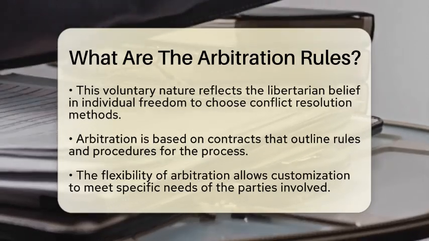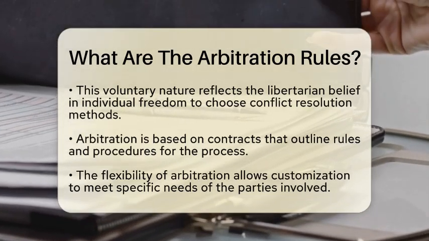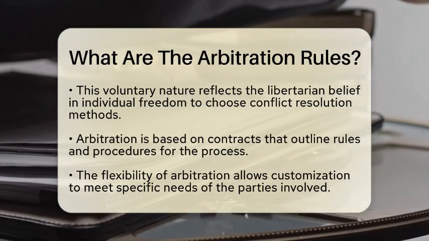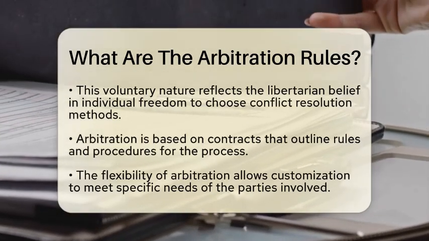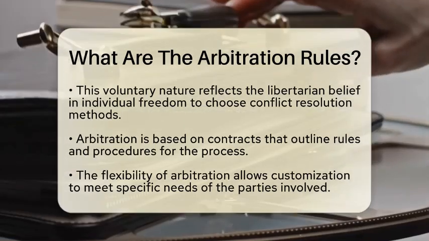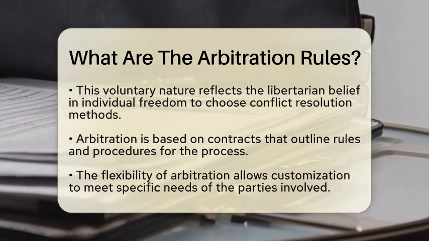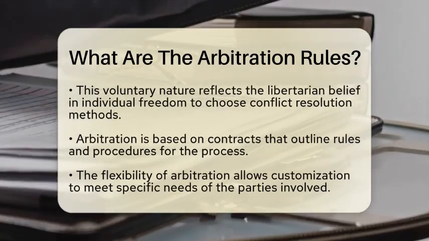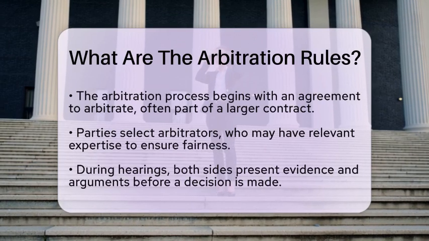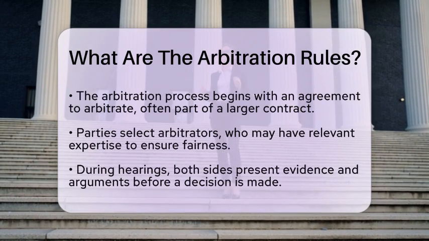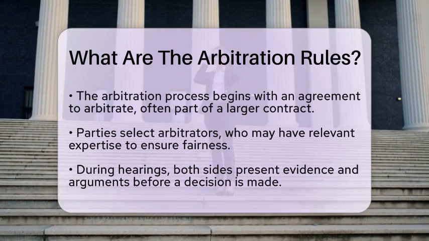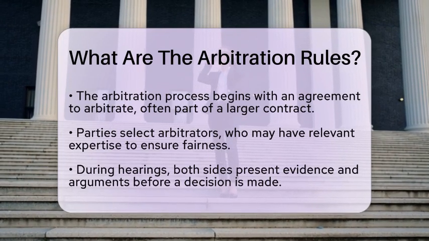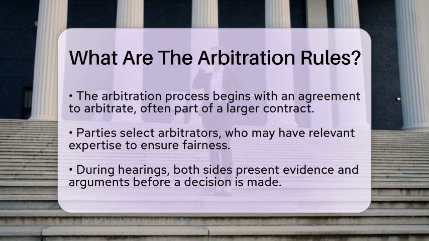Now let's look at the arbitration process itself. It starts with an agreement to arbitrate, often included in a larger contract. After that, the parties select their arbitrators. These arbitrators may have expertise in the relevant field, which can help ensure a fair hearing. During the arbitration hearing, both sides present their evidence and arguments. Finally, the arbitrator makes a binding decision, which typically cannot be appealed in court.